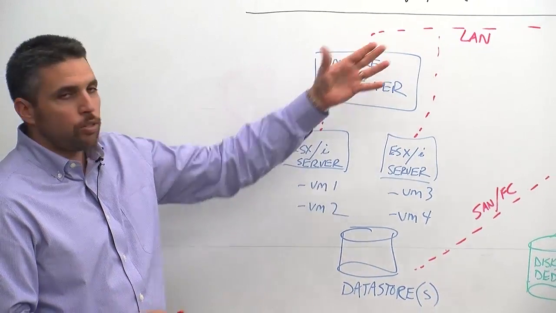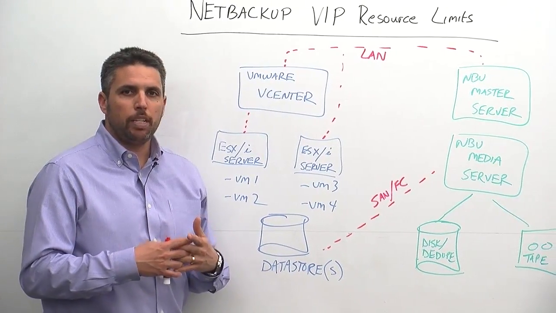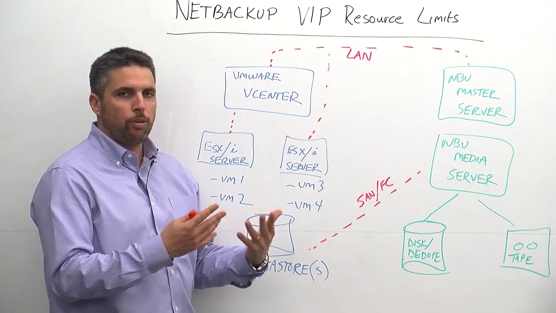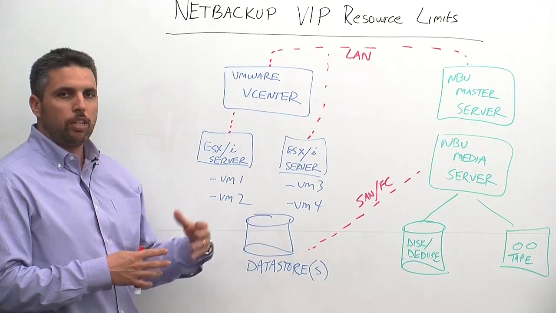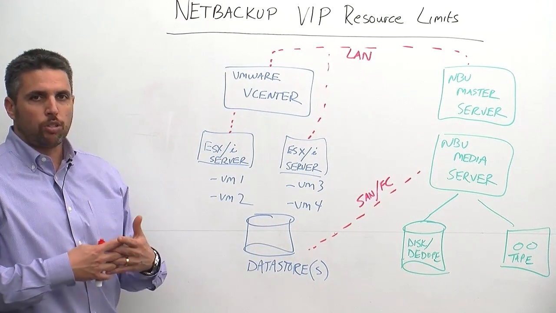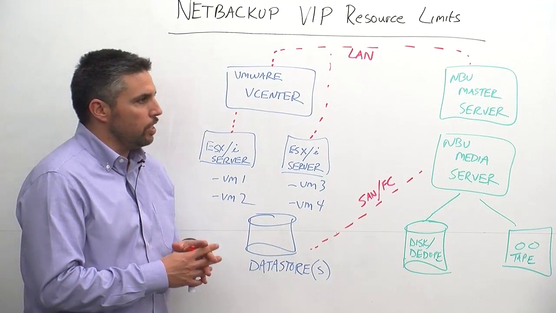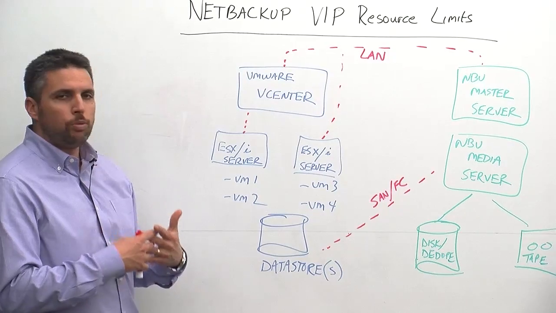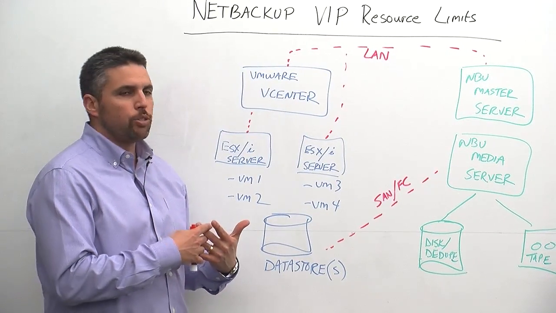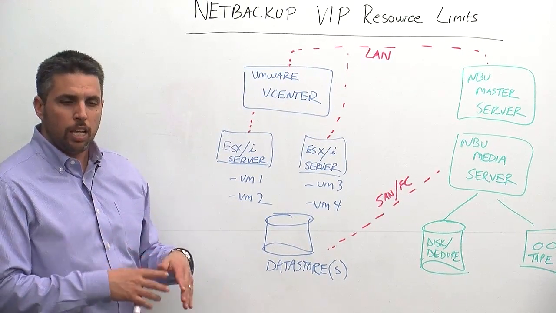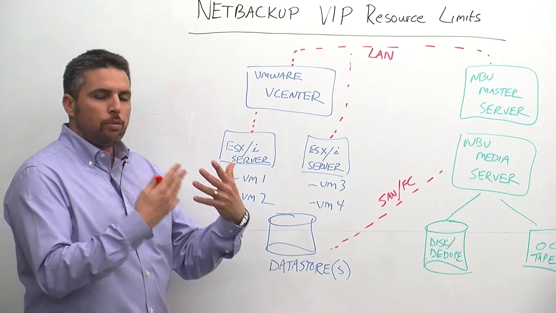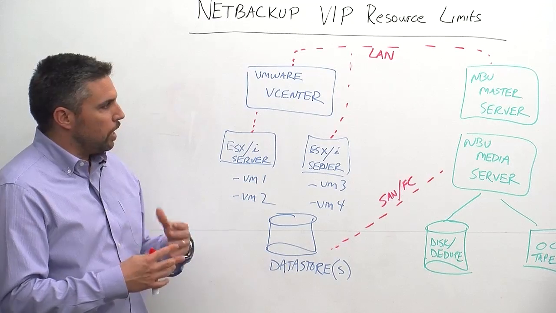So VIP resource limits are very, very easy to implement. They're located in the master server host properties. If you're familiar with the administration console, you double click there and there'll be resource limits, and I'll talk about some of these different settings. The design behind the VIP resource limits is really to maximize performance and resources. For things like load balancing the backups across multiple different media servers, the resource limits come into play, and I'll talk about that in more detail.